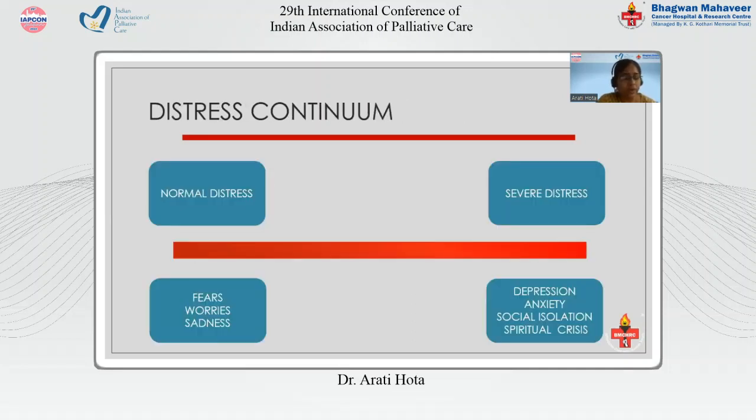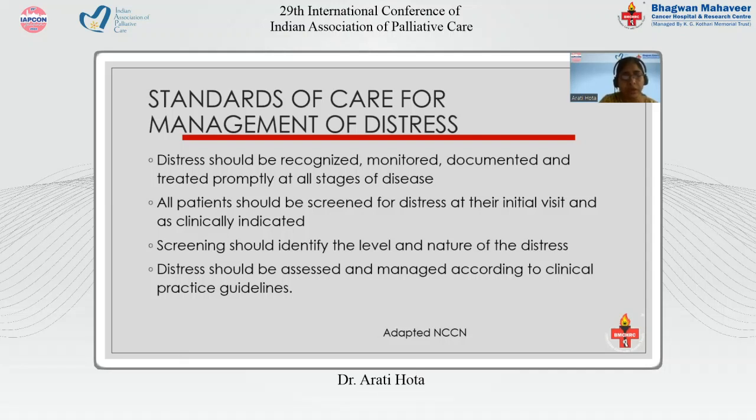To put this in graphic form, on the left of the slide is normal distress: normal fears, normal worries, normal sadness with the diagnosis of cancer. However, if we look at the continuum going over to the right, severe distress at the end of the continuum represents diagnostic categories of depression, anxiety disorder, social isolation, and spiritual crisis. So distress is very common and may happen with any patient diagnosed with cancer, any place in the world. Distress is a global issue.